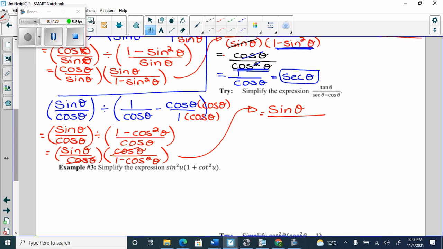What's 1 minus cos squared? Sine squared. It's just moving the cos squared over this time, so it's sine squared theta. Then the sine and the squared cancel, and I'm left with 1 over sine theta, which is cosecant.